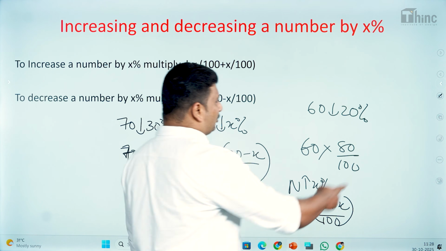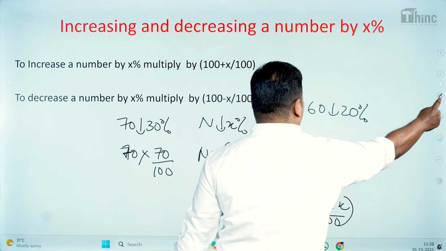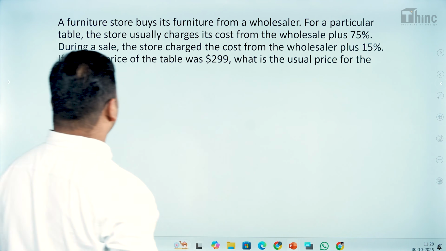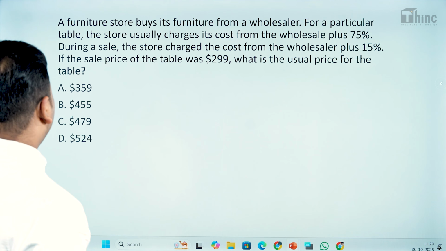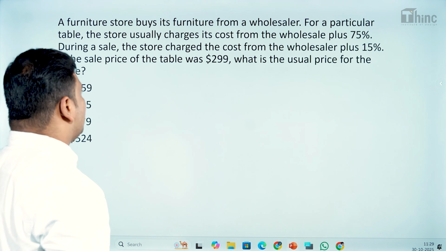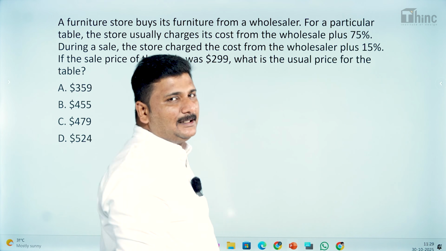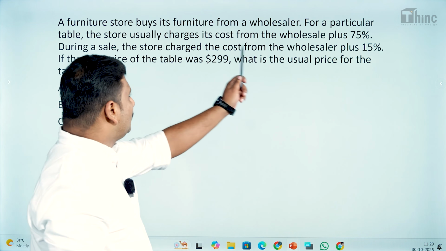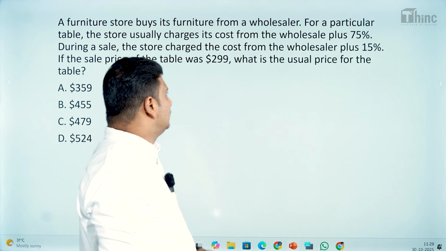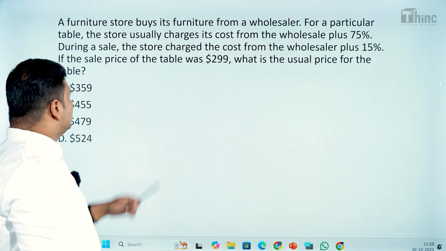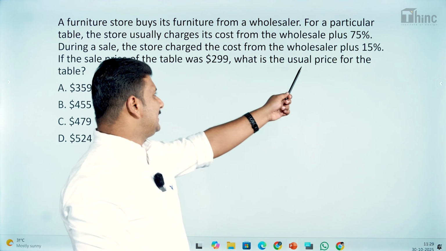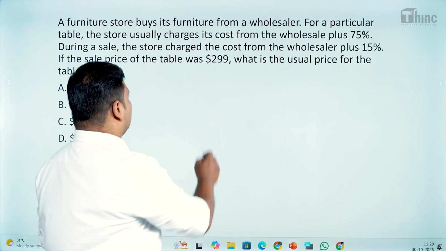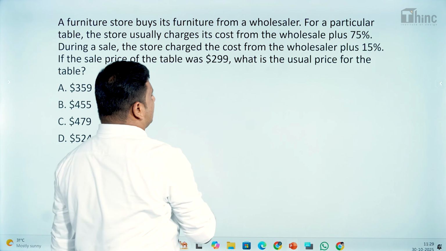Let's get moving. We are actually going to do a question connected to the same. All of you try the question. What is the question saying? A furniture store buys the furniture from the wholesaler. For a particular table, the store usually charges the cost from the wholesaler plus 75%. During a sale, the store charged cost from the wholesaler plus 15%. If the sales price is 299, what is the usual price?